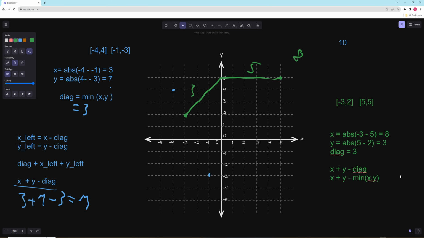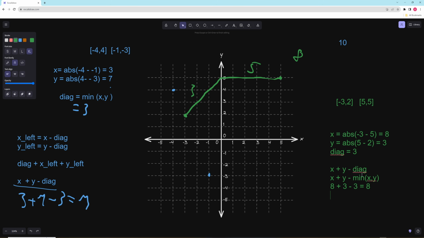So our x distance is 8, our y is 3, and the minimum is 3. And then we will get 8. Yeah. And that is correct. We're moving 8. So we can actually simplify this even further. So x plus y minus min of x and y, if you think about it, the min of x and y is going to be the smaller one.